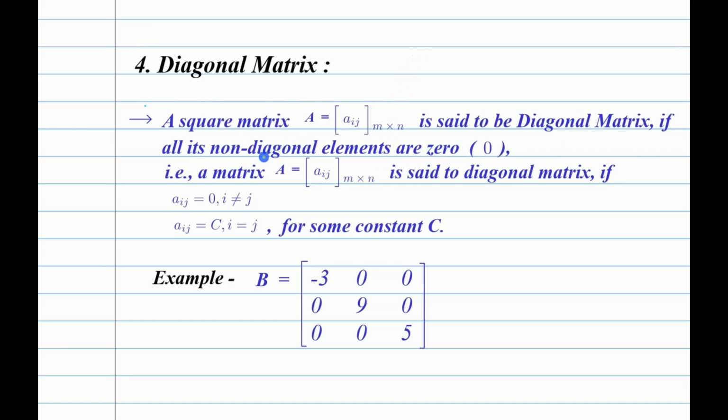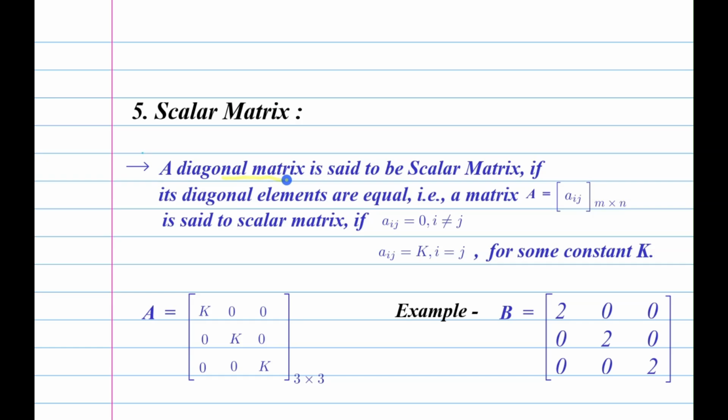Next, diagonal matrix. A square matrix A equals aij of order m cross n is said to be diagonal if all its non-diagonal elements are 0. That is, aij is equal to 0 when i not equal to j, and aij is equal to some constant when i equals j. Example. A scalar matrix: a diagonal matrix with all its diagonal elements equal is a scalar matrix. That is, aij is equal to 0 for i not equal to j, and aij is equal to k for i equal to j. General representation and example.